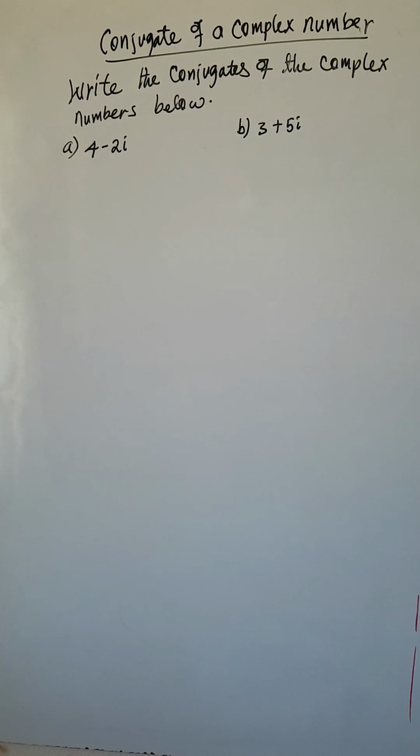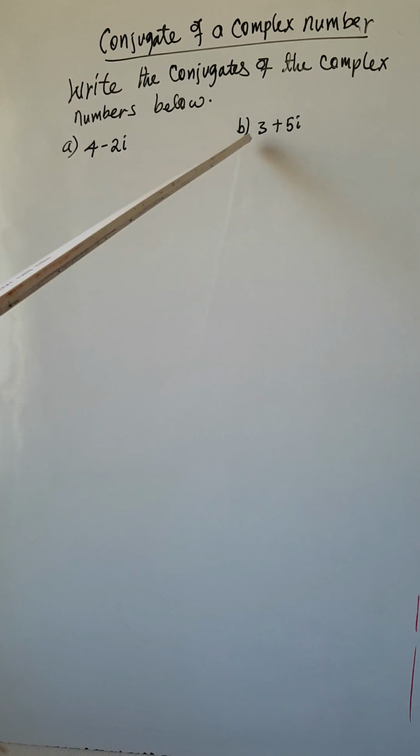Hello, our today's topic is about the conjugate of a complex number. Here we are supposed to write the conjugates of these two complex numbers: 4 minus 2i, and 3 plus 5i. So, what is the conjugate of a complex number?